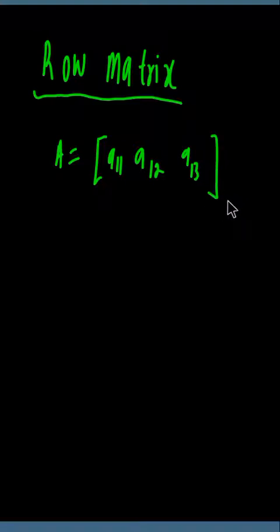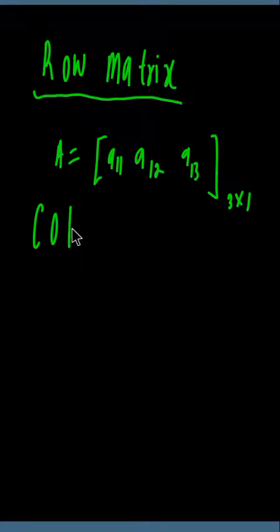So this is a 1 by 3 matrix. This matrix is called a row matrix because it's made of exactly one row. Now let's look at another one called a column matrix.